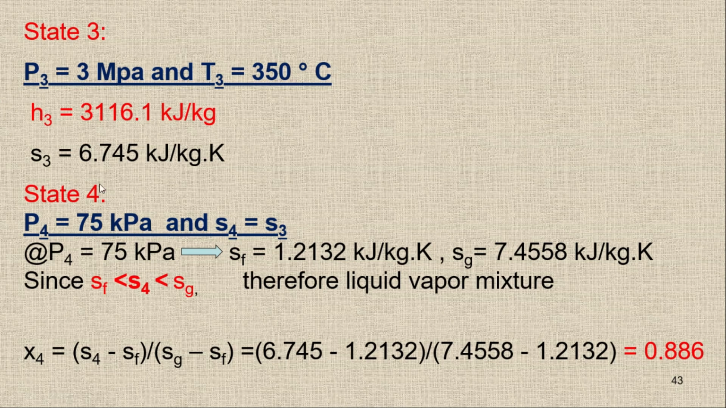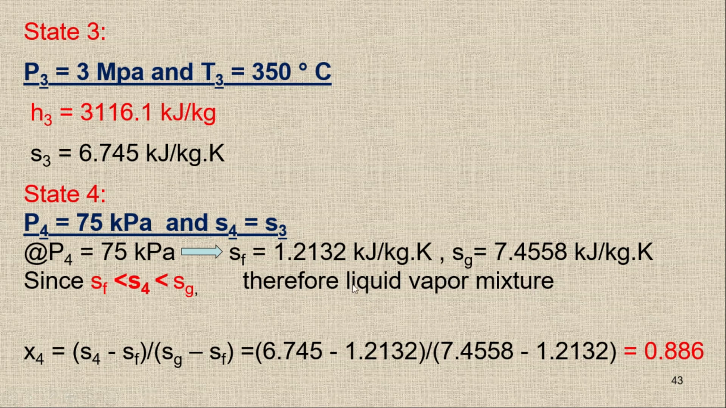Now, as we know that S3 and S4 are the same because we have the isentropic expansion in the turbine, and at the end of the turbine we have the pressure of 75 kilopascal. So at 75 kilopascal, first of all we have to check the value of SF and SG. Right now we have the value of SF, which is around 1.2132, and SG is around 7.4558, and the given S4 value is in between SF and SG. So it means we have the liquid vapor mixture.